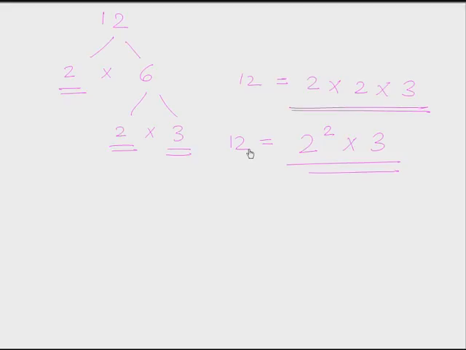Let's see another example. How about something bigger like, say, 50? Again, 50 can go as 2 into 25. I want to quickly get to the primes. And 25 I know is 5 times 5. So here again I have my prime factorization pretty rapidly. It's 2 times 5 squared.